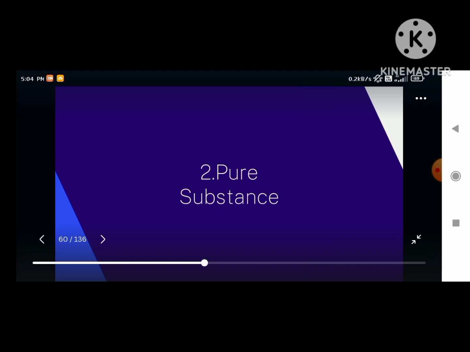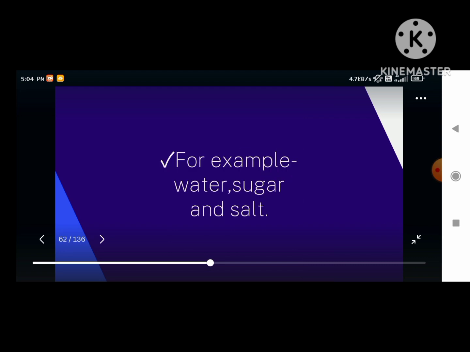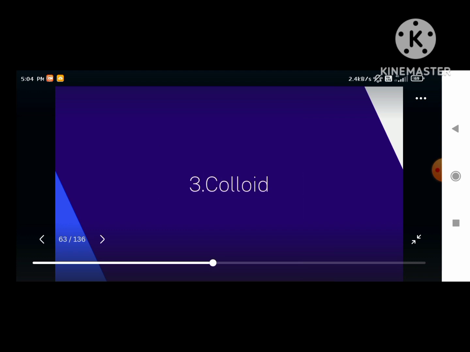Pure substances. A substance consisting of single type of particle is called a pure substance. For example, water, sugar and salt, all these are pure substances.